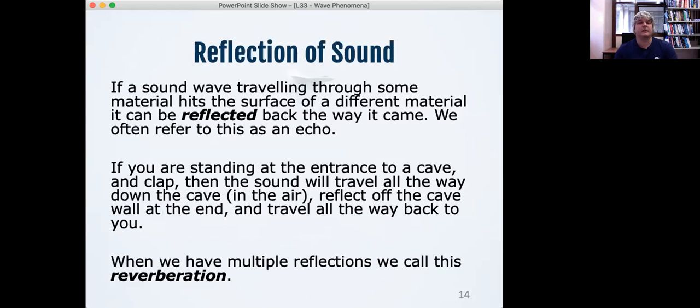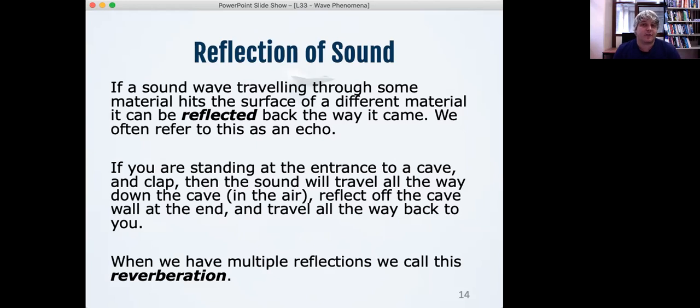Sound waves reflect in exactly the same way. If a sound wave is traveling through some material, most commonly air, but it can be anything as we saw, and then it hits a different material, it can be reflected. So if you're standing in a room and you say something or you make a noise, then the sound wave will travel through the room, it will hit the wall, and it will reflect off the wall and back to you. And you can hear that as an echo. So when you have a nice room that's very reflective for sound, then you'll get echoes in it.